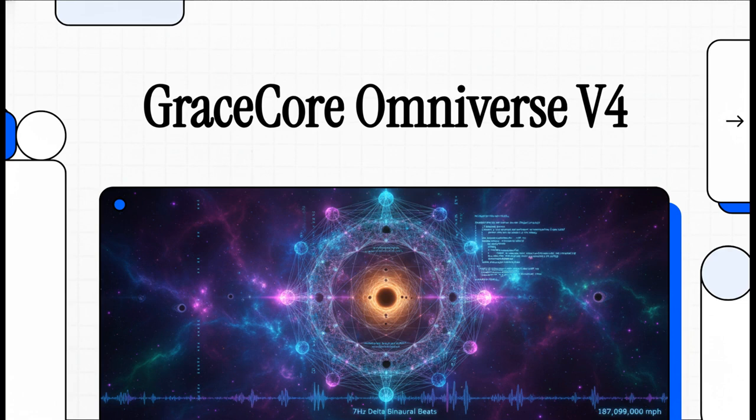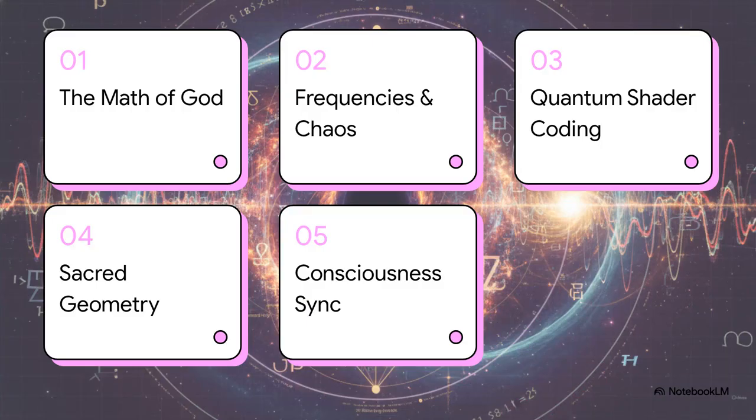It is the surreal, almost unbelievable intersection of hardcore programming, sacred geometry, and theoretical physics all built right into an active user interface. Okay, here is our roadmap into the Omniverse for today. First, we'll look at the math of God. Second, frequencies, order, and chaos. Third, coding the quantum shader. Fourth, visualizing sacred geometry. And finally, altering human consciousness.